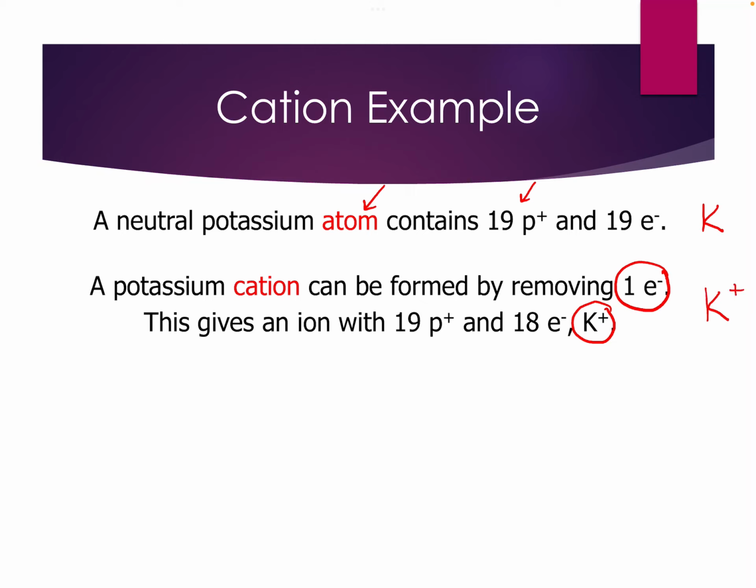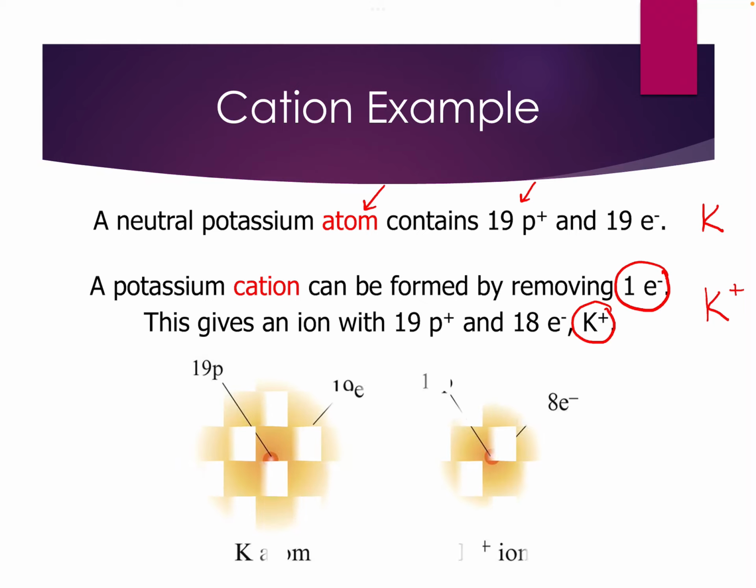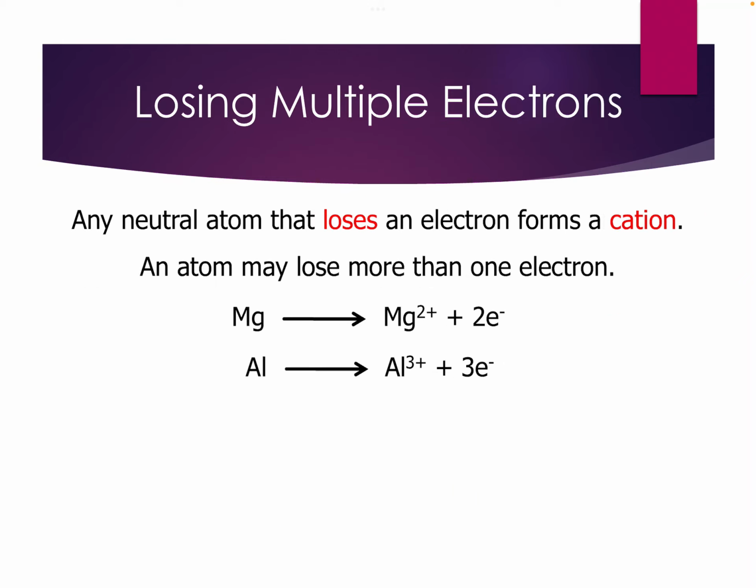You'll notice that it's not K1+. We don't write the 1. In chemistry in general, we just don't write ones. So instead of writing K1+, we just write K+. So this is what it would look like. And when we remove that valence electron, our atom, you'll notice in this picture, actually becomes smaller because we've removed a valence electron, which shrunk our atom. Okay.